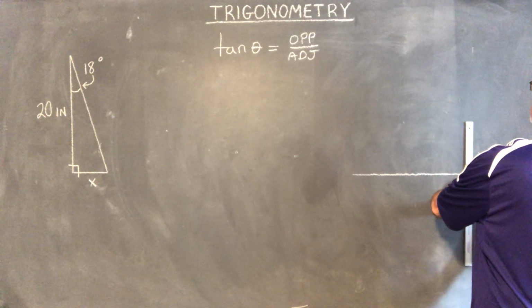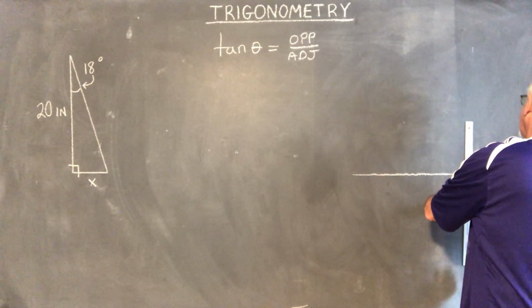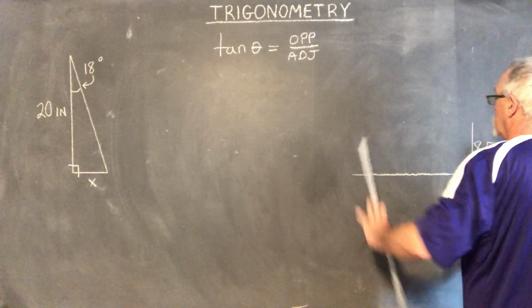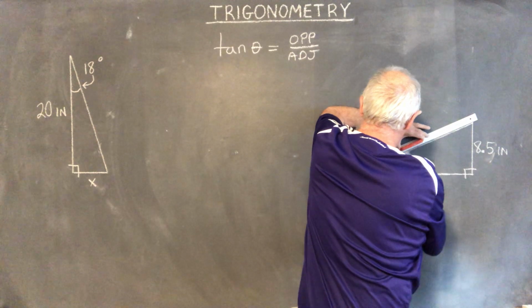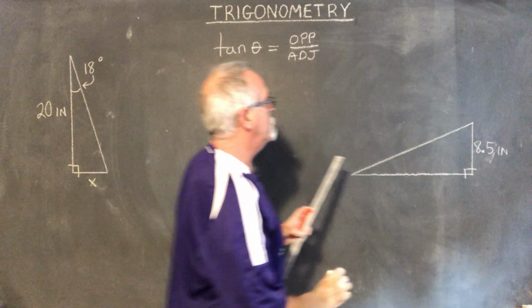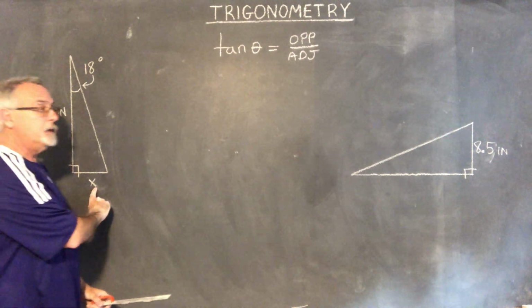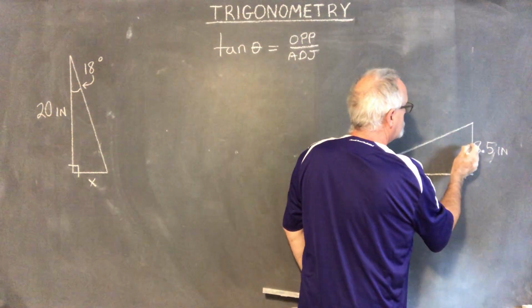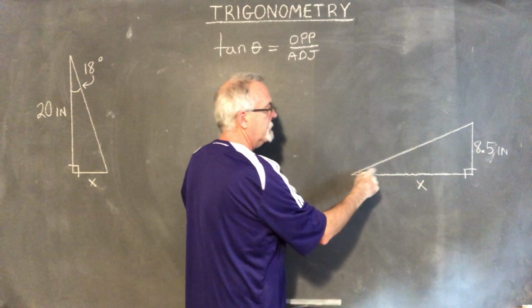This time I'll measure this little shorter side, and it is 8.5 inches. Let's draw the hypotenuse. Okay, so in this case, over here I'm looking for the opposite. So here I want to look for the adjacent. Therefore, this is my x, that's adjacent to this.